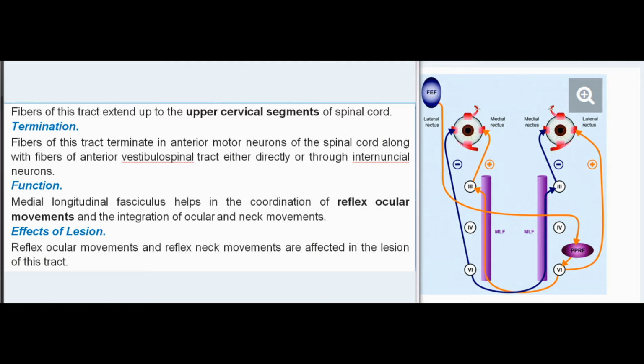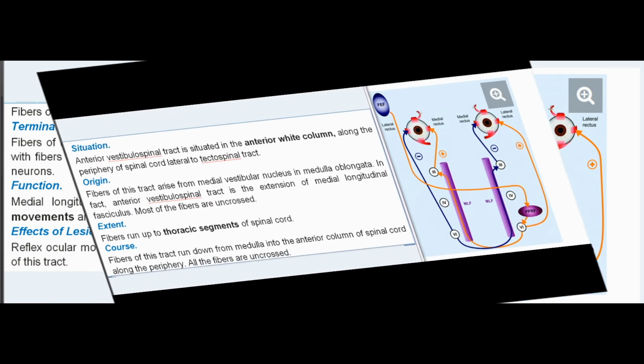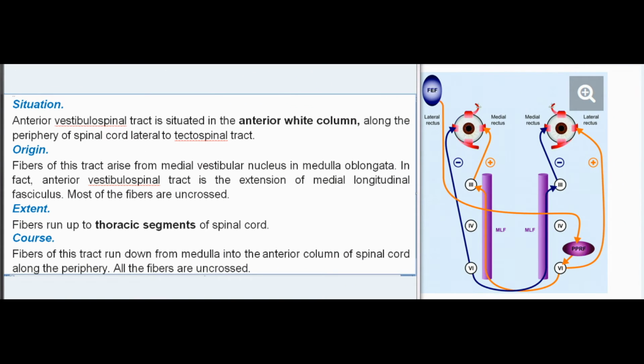2. Anterior vestibulospinal tract. Situation. Anterior vestibulospinal tract is situated in the anterior white column, along the periphery of spinal cord lateral to tectospinal tract. Origin. Fibers of this tract arise from medial vestibular nucleus in medulla oblongata. In fact, anterior vestibulospinal tract is the extension of medial longitudinal fasciculus. Most of the fibers are uncrossed. Extent. Fibers run up to thoracic segments of spinal cord.